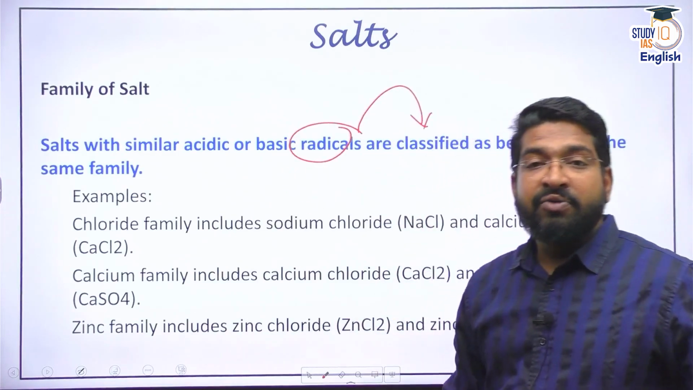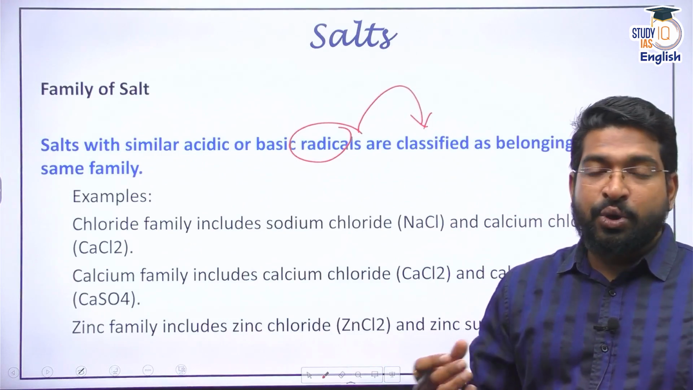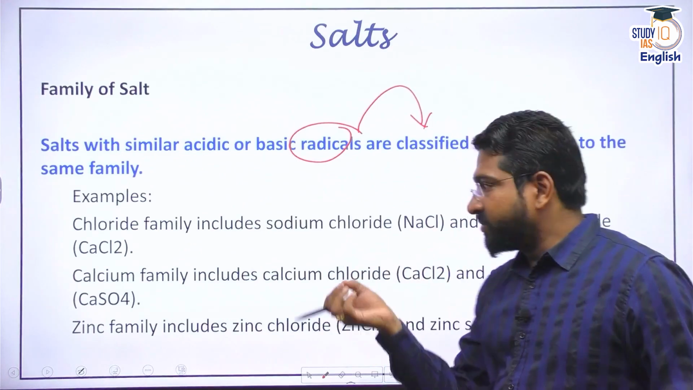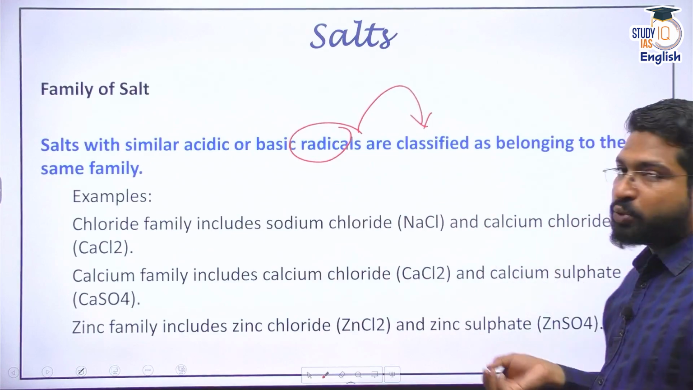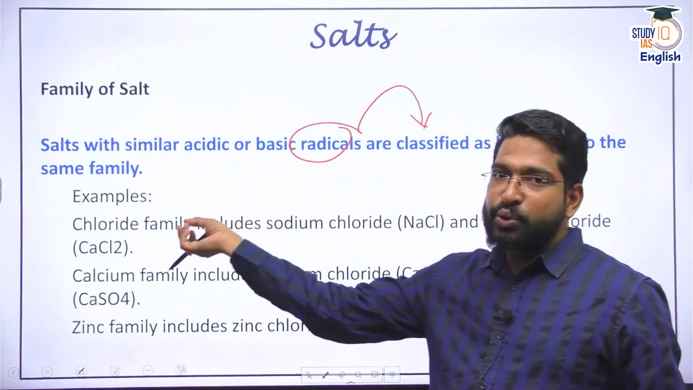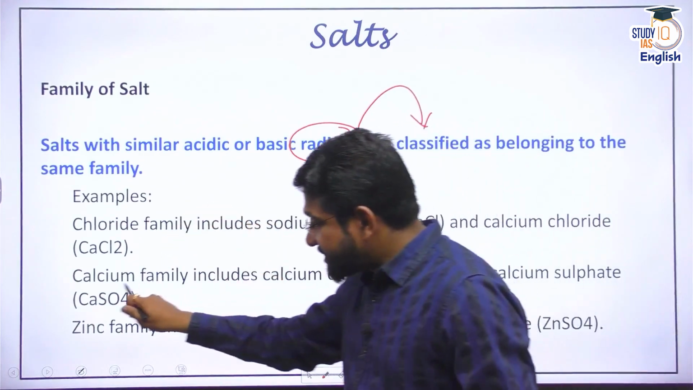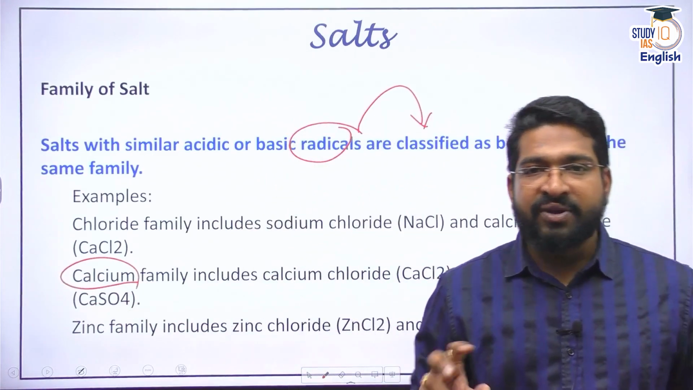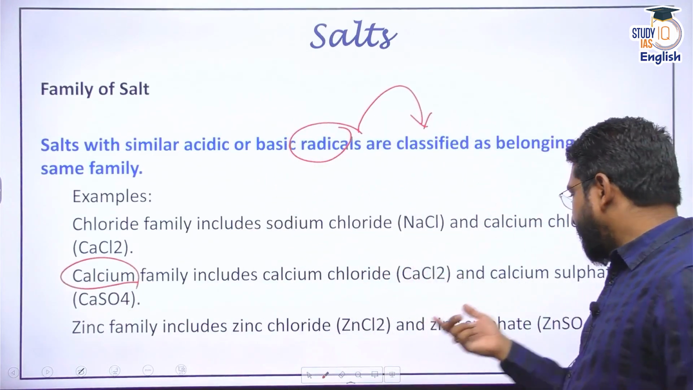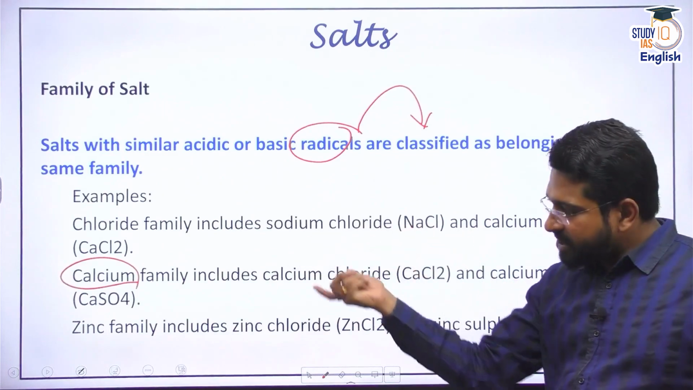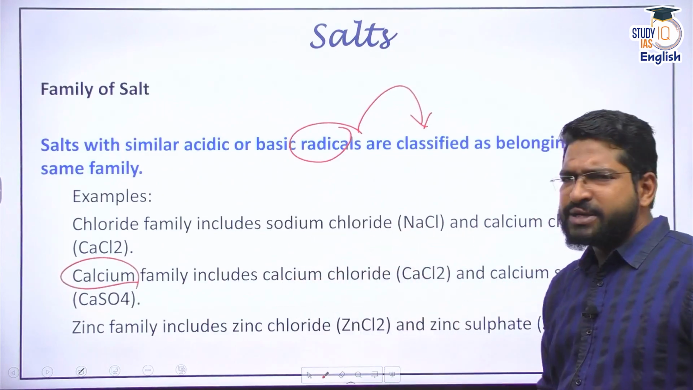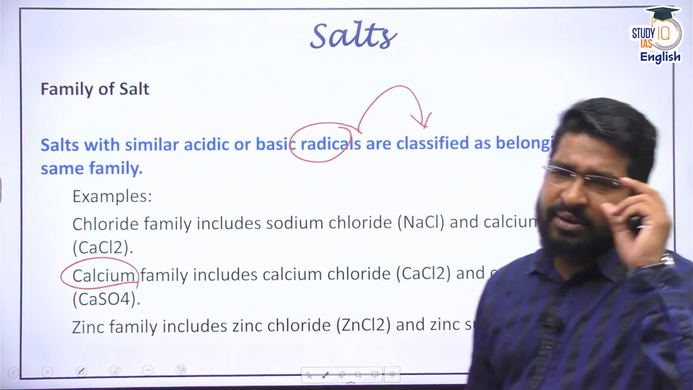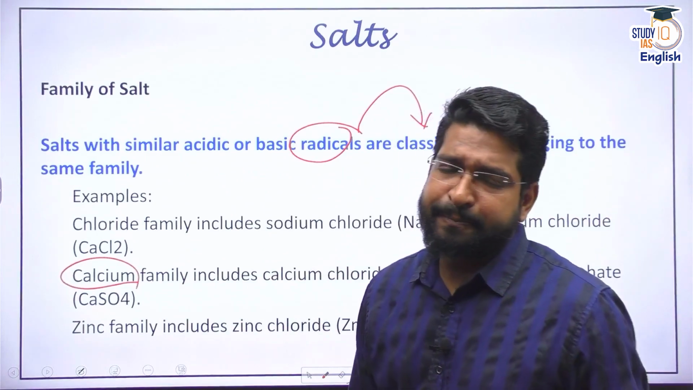For example, we have chloride salts, salts where you have chloride. For example, sodium chloride, calcium chloride, potassium chloride, they are under the chloride family. There can be a calcium family as well, meaning calcium salts with different conjugates. Calcium chloride, calcium sulfate, calcium nitrate come under the calcium family. Zinc family, similarly, zinc chloride, zinc sulfate, they come under the zinc family.